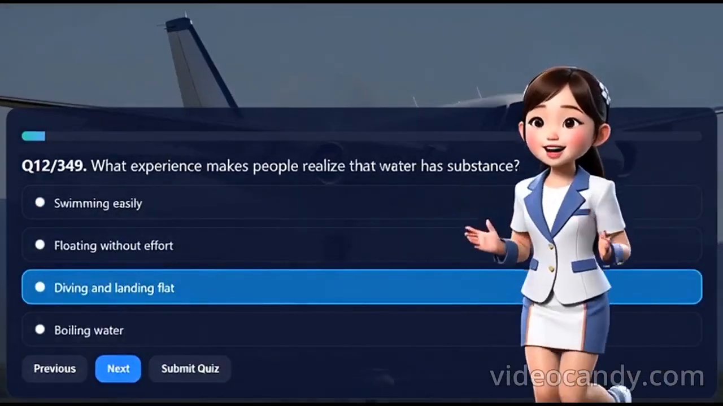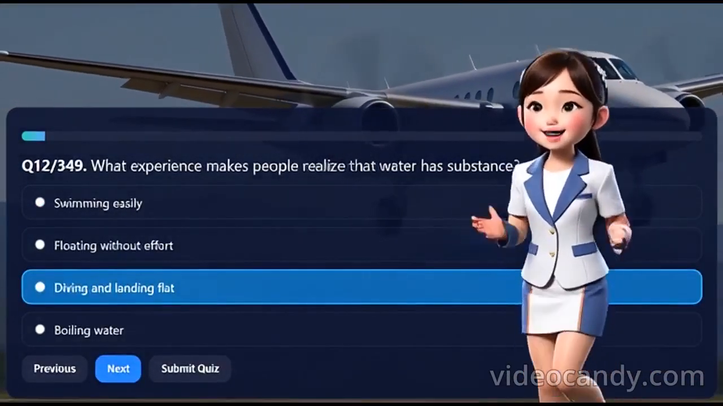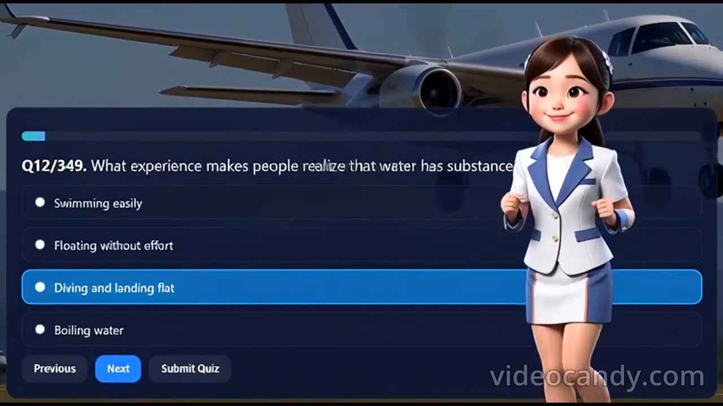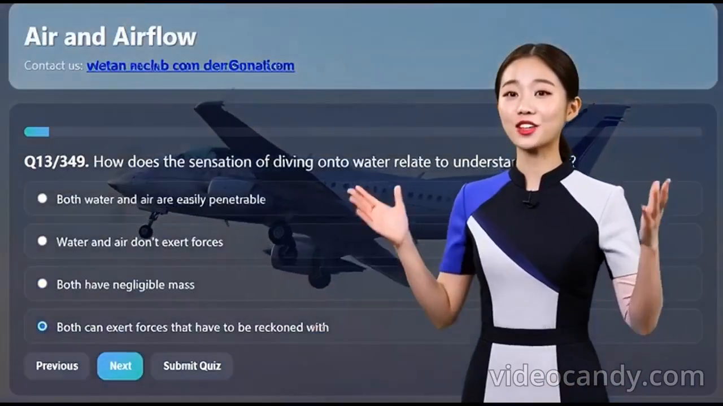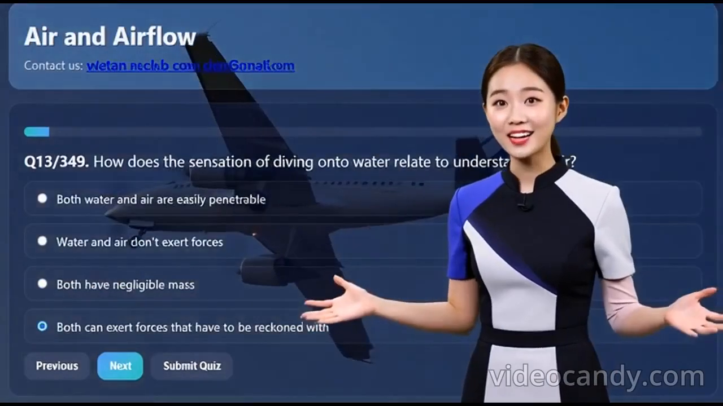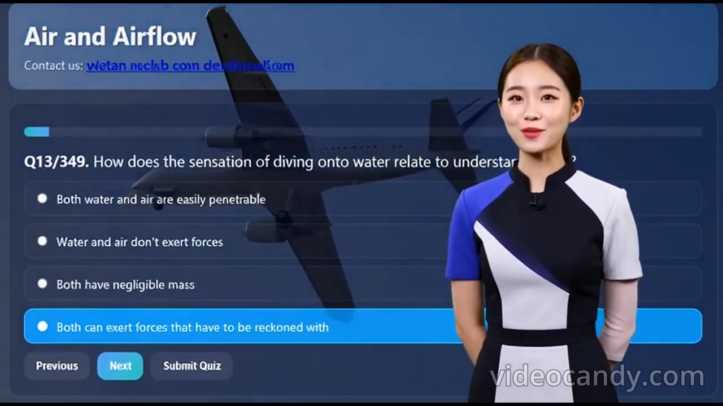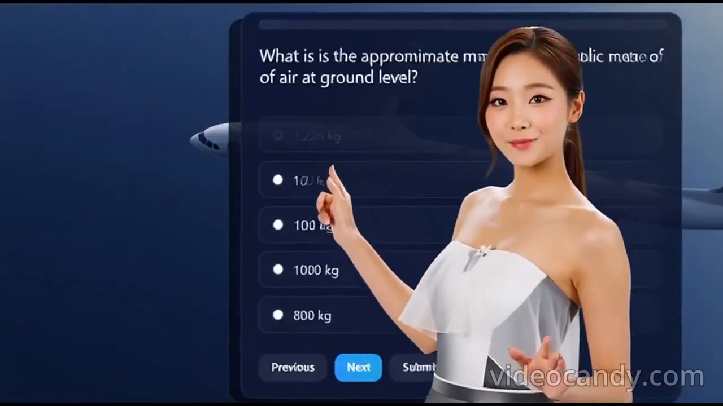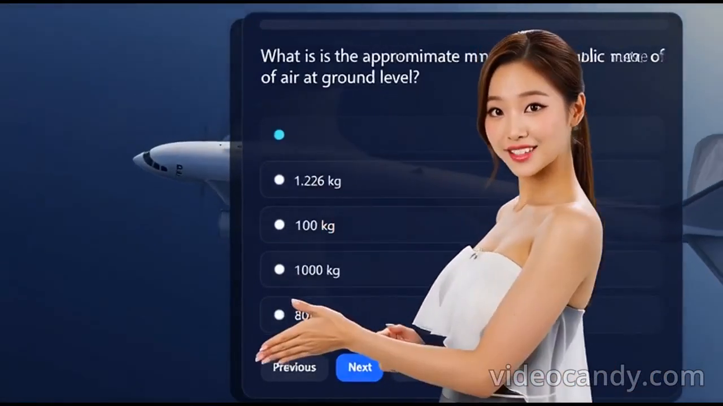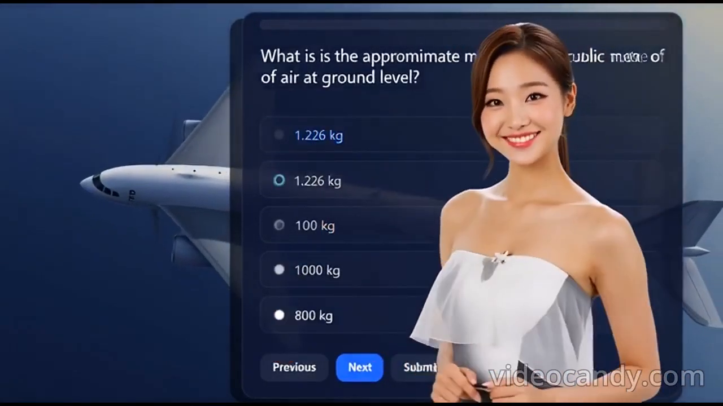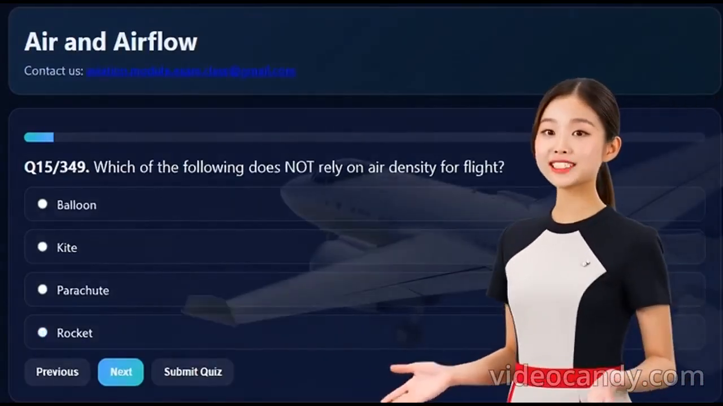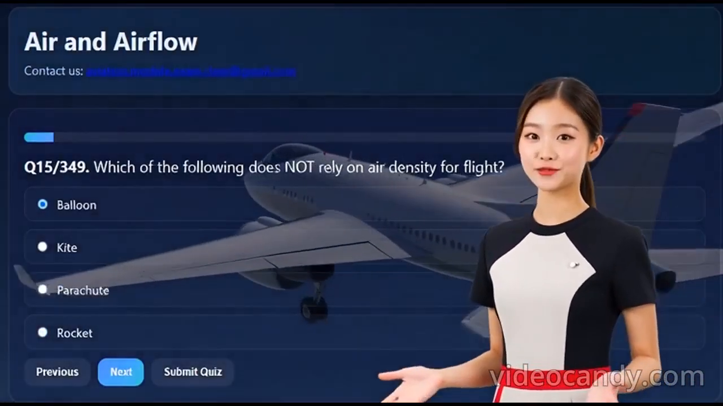What experience makes people realize that water has substance? Diving and landing flat. How does the sensation of diving onto water relate to understanding air? Both can exert forces that have to be reckoned with. What is the approximate mass of a cubic meter of air at ground level? 1.226 kg.